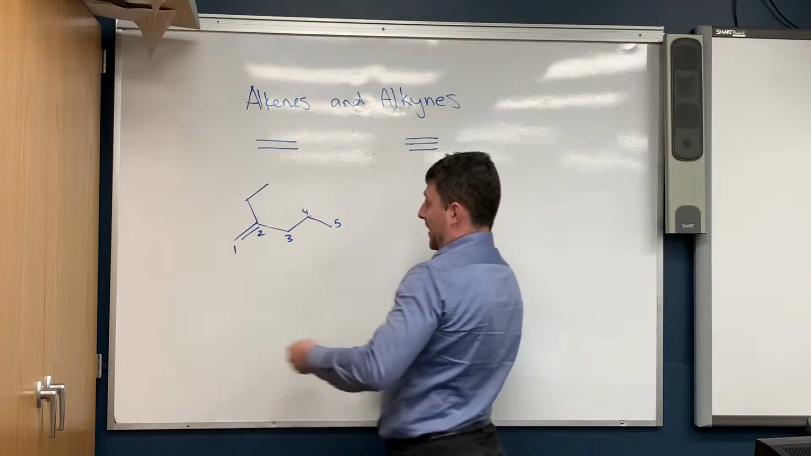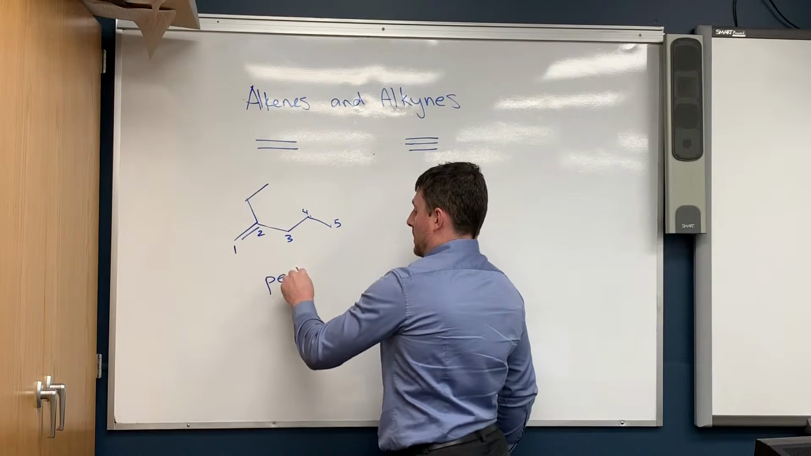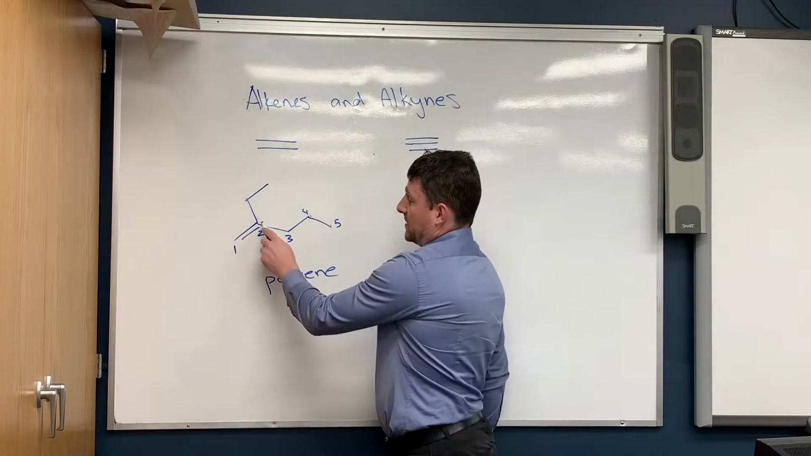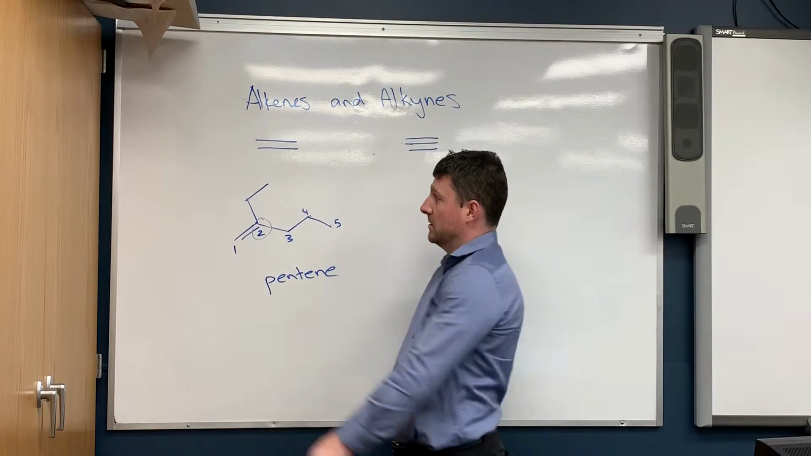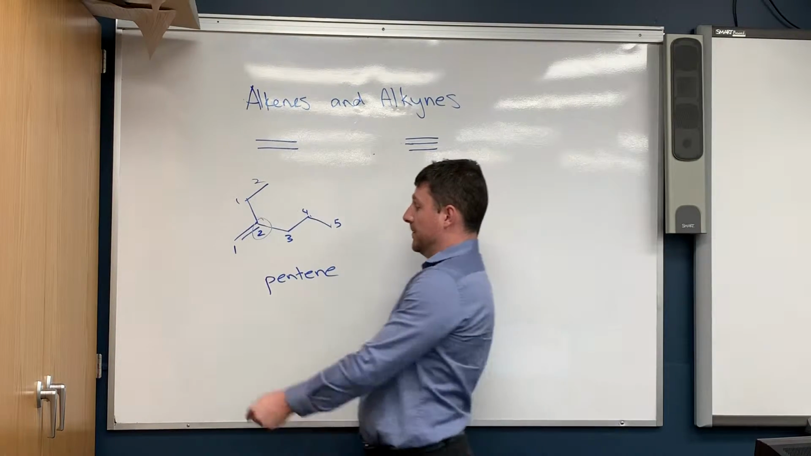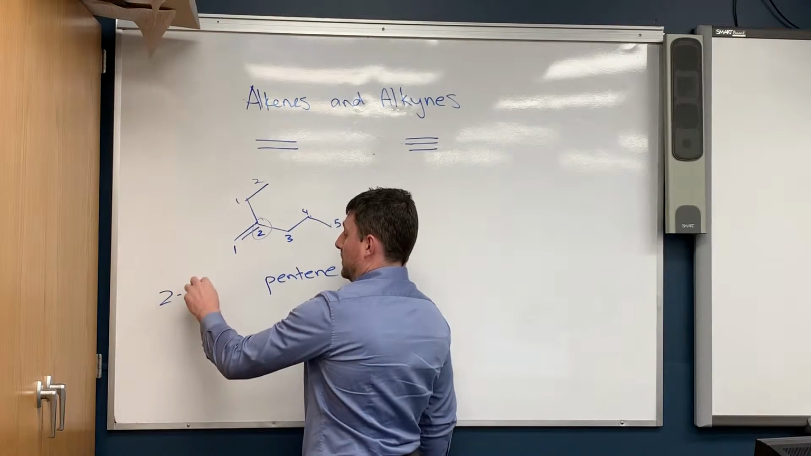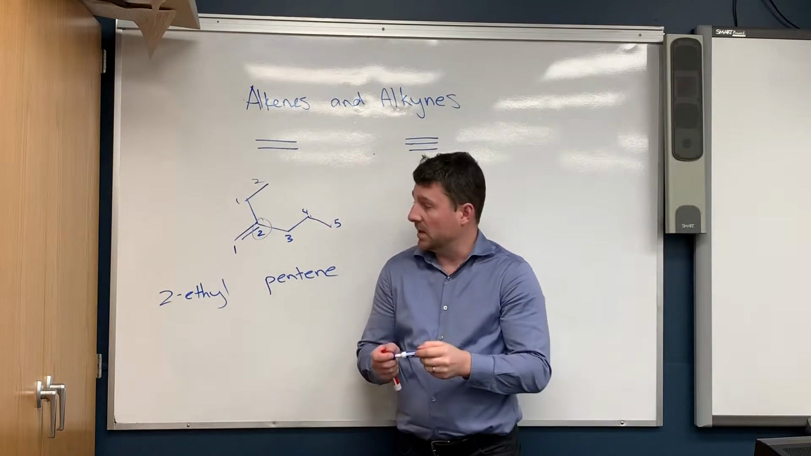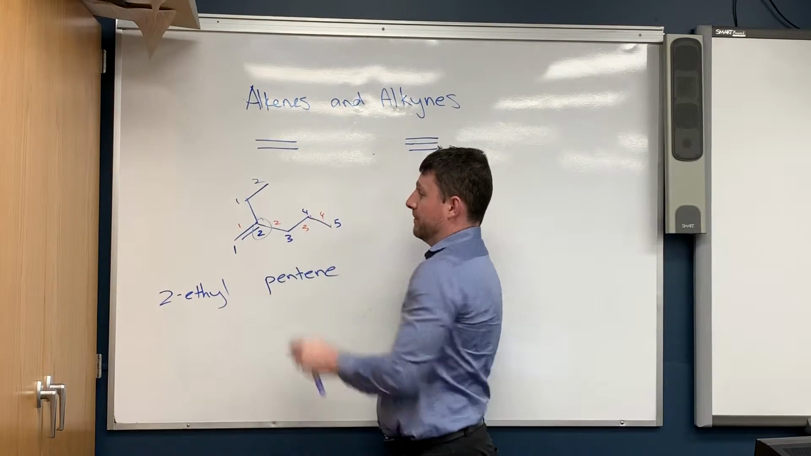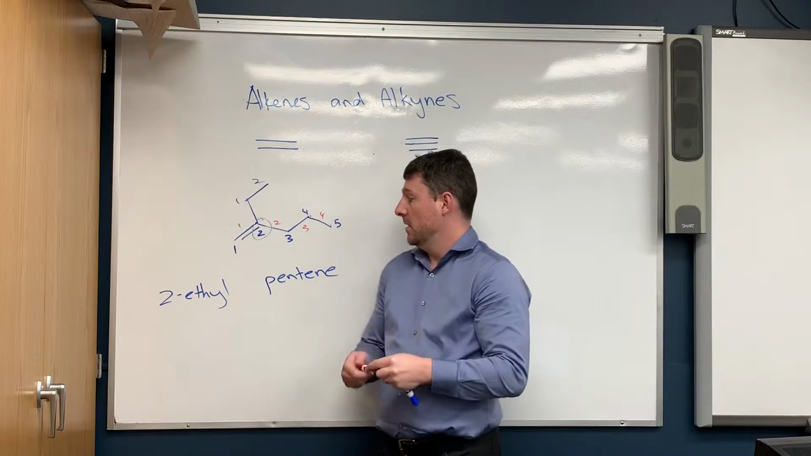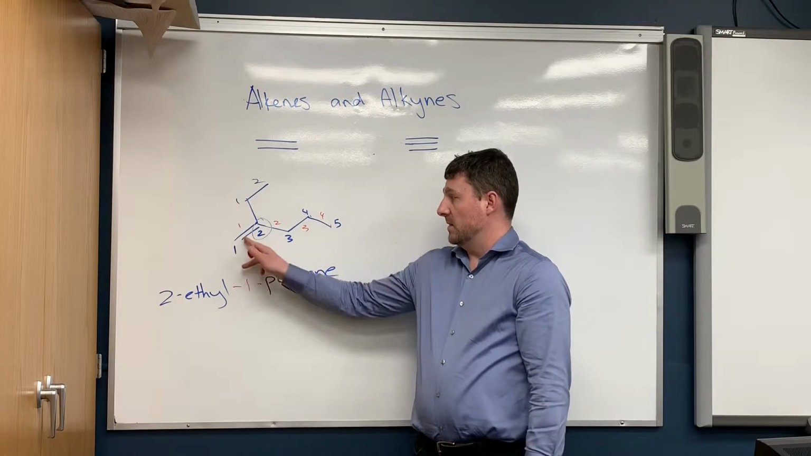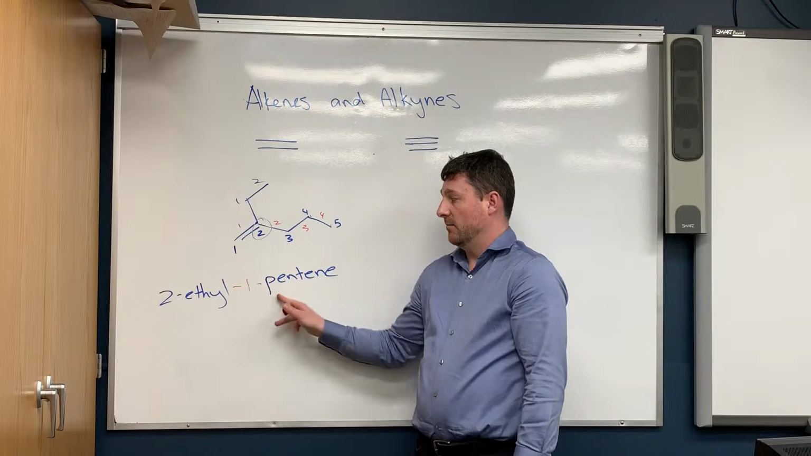So this will be a pentene. And then on the second carbon of the pentene, we have a 2-carbon long chain. So that will be a 2-ethyl. And then because the double bond is on the first bond of the main chain, it's a 2-ethyl-1-pentene. So we have to say that the double bond comes on the first bond of pentene.